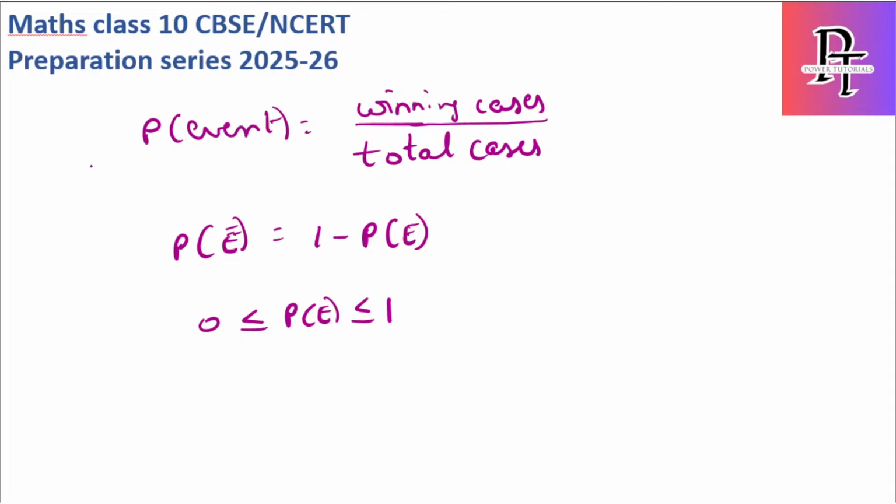So these are the main concepts from this chapter. The probability of any event is the total number of winning cases by the total number of cases. The probability of the complementary event is 1 minus P of E, and the probability of any event lies between 0 and 1. Only these concepts are important from this chapter. Using this, if you understand the question, you can solve any question very easily. These questions can save a lot of time in your board exam, because they can be solved very fast and the other time can be used for other questions.